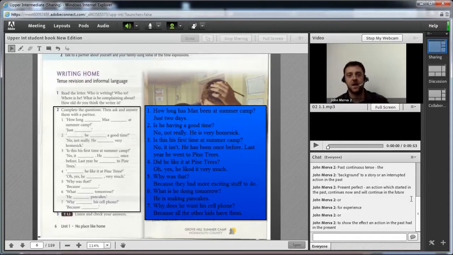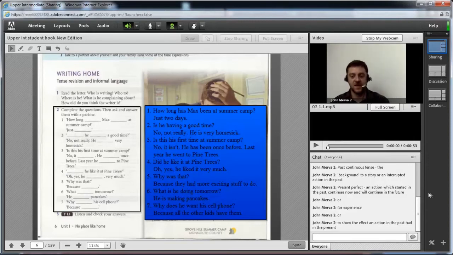This can be things such as, I can't play football today because I've hurt my leg. We don't worry too much about when it happened. We just know that I hurt my leg in the past, but it's causing me problems now. So today I can't play football because I've hurt my leg sometime in the past.